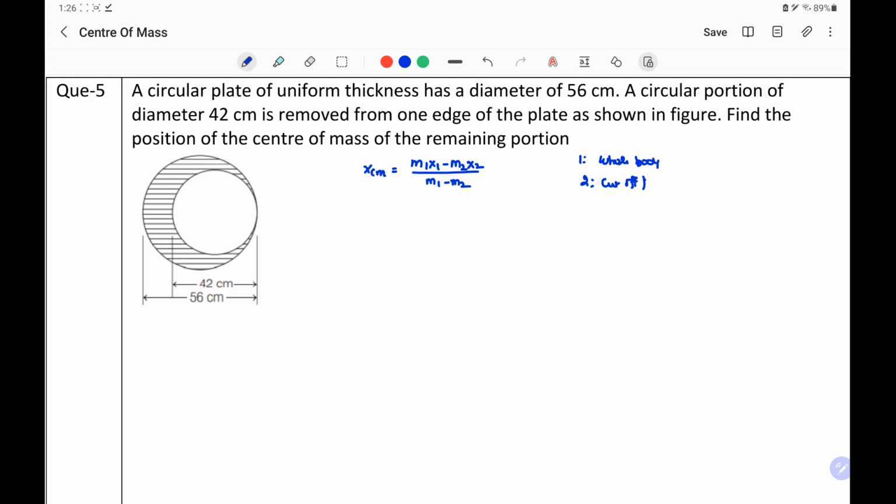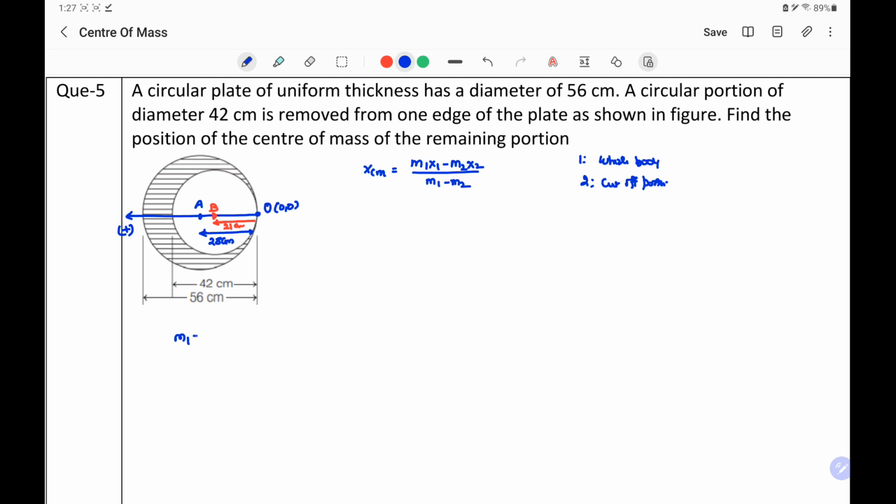In the shown diagram, if we take the reference point O, which has the coordinate 0, 0, then the left side we will consider as the positive direction, and the whole body has its center at A, which is at a distance of half of the diameter, which is 28 centimeter, from the reference point. And the center of the cutoff portion is, say, B, and its distance from the reference point is half of the diameter, so it is 21 centimeter. So we can substitute the values for masses.